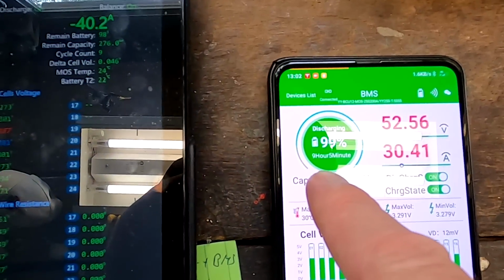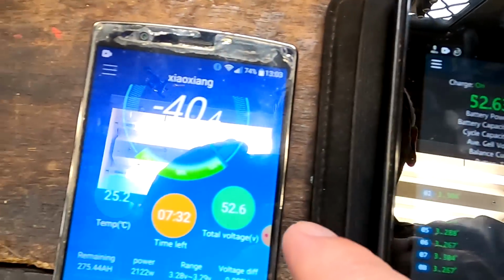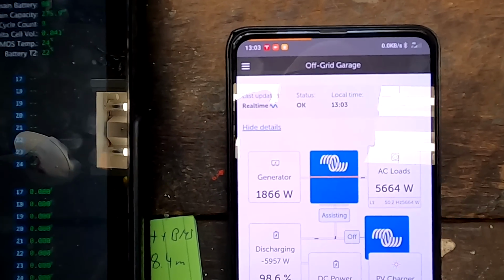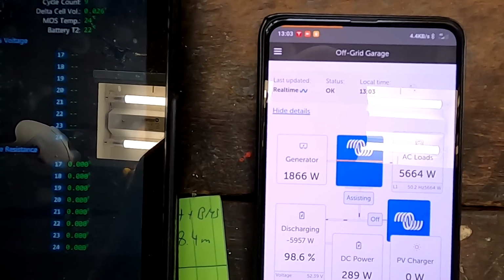Yeah, it says it here, 9 hours and 5 minutes. This one doesn't give us any estimation here. This one, 7.5 hours at 5.6, 5.7 kilowatts. That is amazing. All right, guys, so far this quick video from today.